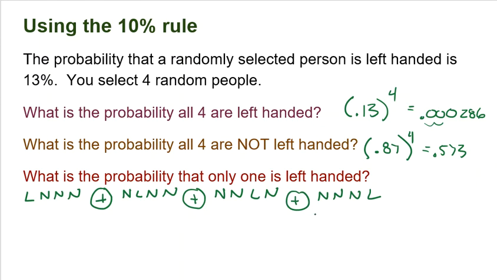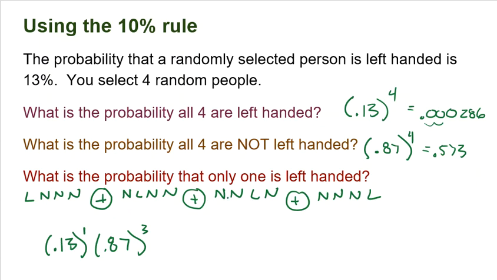The probabilities are all the same. All 4 of these situations have 1 lefty person and 3 persons that are not. And the order you multiply doesn't matter. So 0.13 times 0.87 times 0.87 is the same as 0.87 times 0.13 times 0.87 times 0.87, right? And I can keep going.